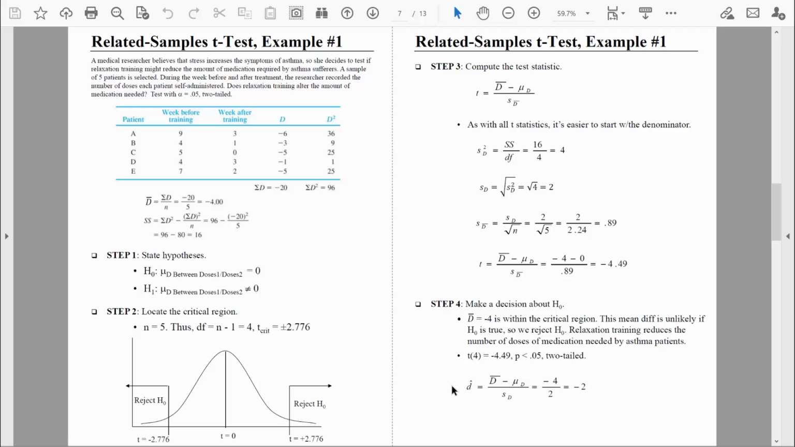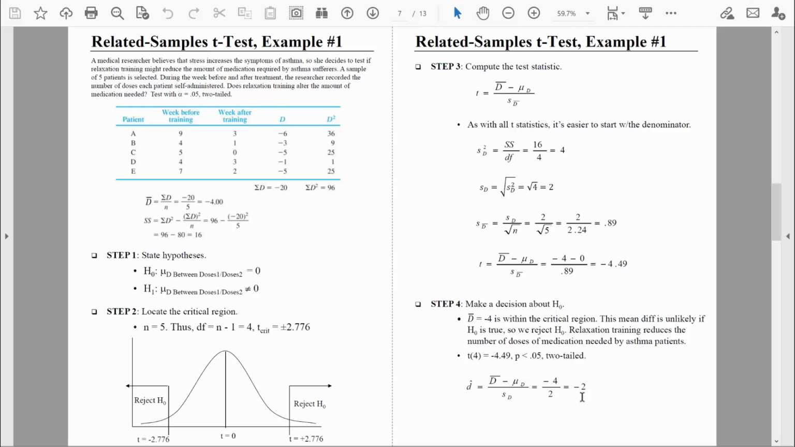Now let's compute the effect size. Cohen's d will convert the difference that we see, a difference of 4 fewer doses, into standard deviation units. We will take that value, 4, and then divide by the standard deviation. Remember, we computed the standard deviation right here. It equals 2. Negative 4 divided by 2 equals negative 2. From time 1 to time 2, the patients gave themselves 4 fewer doses. That's equivalent to a reduction of 2 standard deviations. It's that large effect size that allowed us to find statistically significant results with such a small sample size.